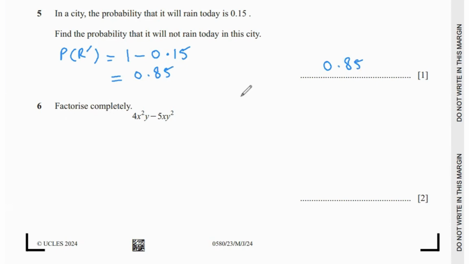Question 6 says factorize completely. So we need to see what's common between both the terms. Between 4x squared y and 5xy squared, we can see that we have x and y common. So when we take x and y common, which is the greatest common factor over here, what we're left with is 4x minus 5y inside the bracket. As you can see, we cannot further break this down because they don't have anything in common. We can't apply difference of perfect squares, so we leave it at this. So xy times 4x minus 5y is your answer.